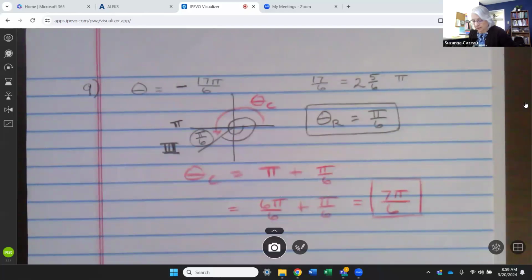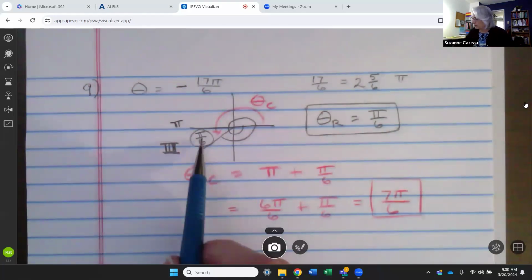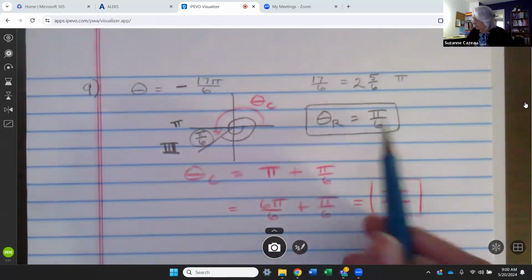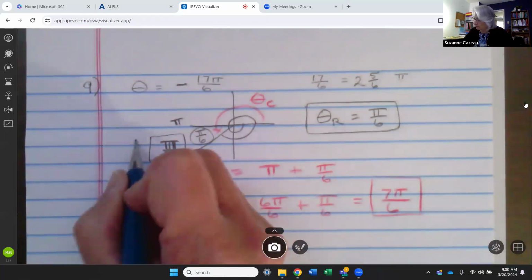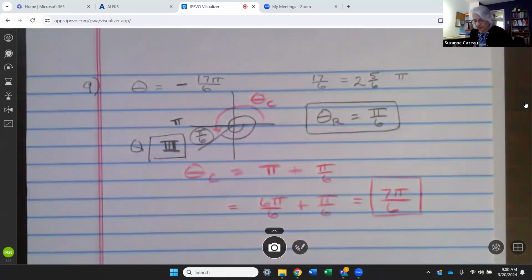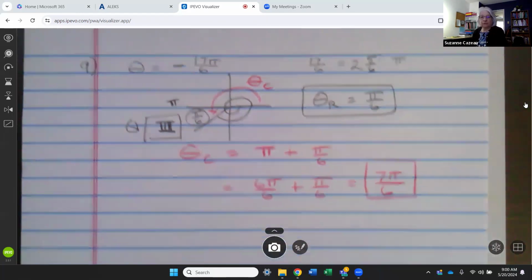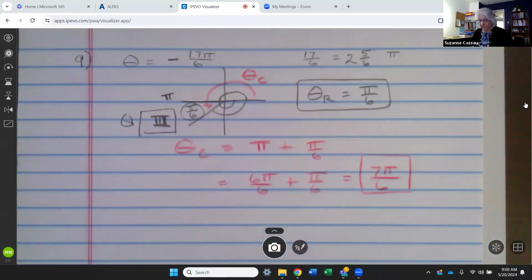What else do they need? Okay. Quadrant 3. And then they ask for the reference angle. So quadrant 3, reference angle, and that's that. Okay. Answered all the questions for number 9.